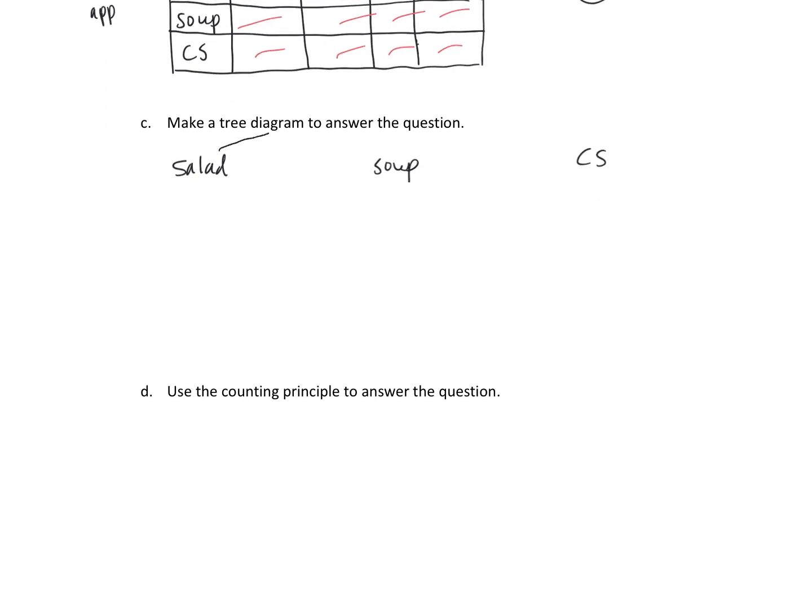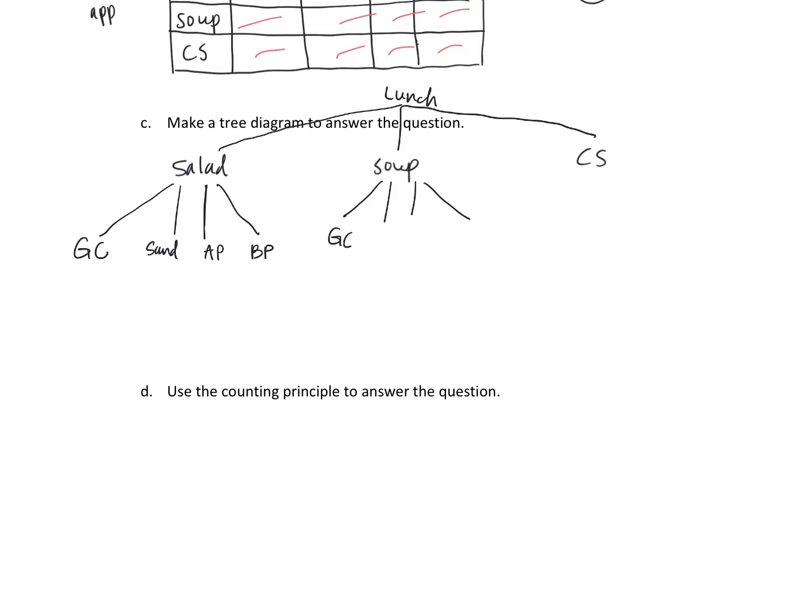And then for each of those, so lunch combinations, each of those branches off into one of the 4 entrees. So we had grilled chicken, sandwich, Alfredo pasta, and baked potato. And then we have the same thing for the soup. So the soup can branch off into the 4 entrees: grilled chicken, sandwich, Alfredo pasta, baked potato. Same for the chips and salsa. So grilled chicken, sandwich, Alfredo pasta, baked potato.